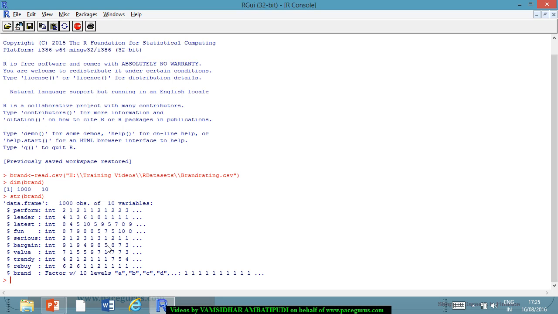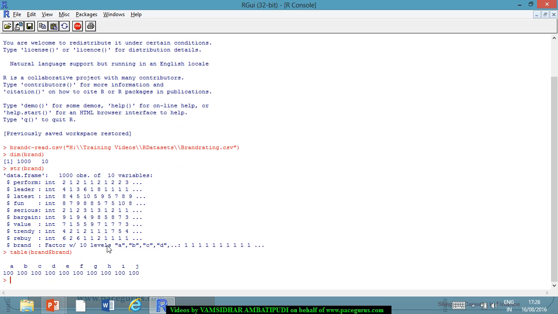Probably if you look at overall, there are 1000 observations. Probably I would like to take the table to see, is it like 100 observations for each brand. So this is where I want to take the table of brand dollar brand. Brand is my data frame, and brand is my variable as well. So yes, from A to J, 100 is the table. So 100 customers are typically surveyed on each of the brands in all these 9 dimensions, right? So these are the ones that we typically have.